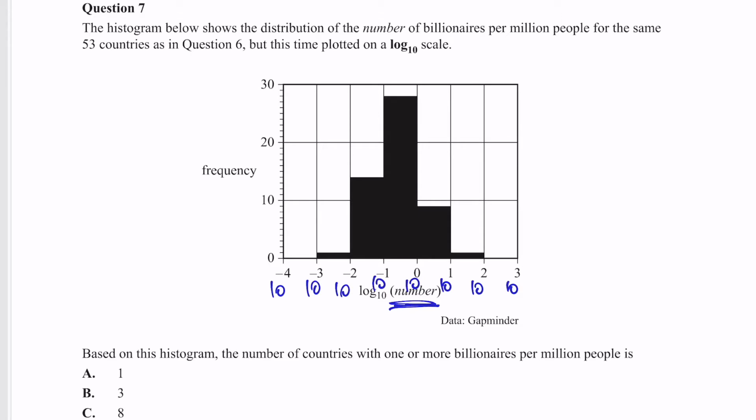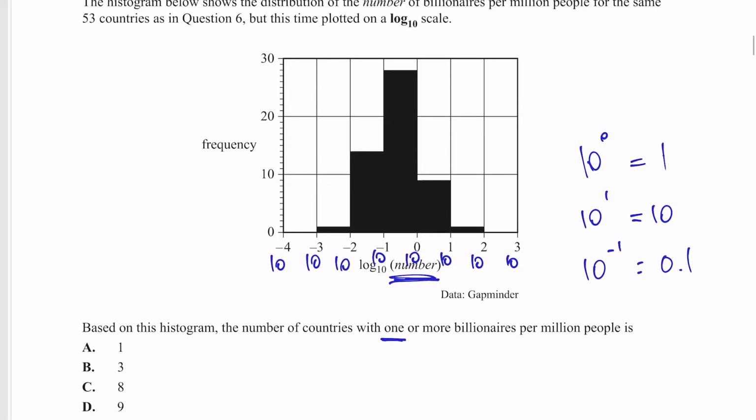So, based on this histogram, the number of countries with 1 or more billionaires per million people is... So it's asking for 1 or more. So what we know is 10 to the power of 0 is equal to 1. And 10 to the power of 1 is equal to 10. 10 to the power of -1 is equal to 0.1. So if you don't know that, you can do that on your CAS. It's pretty straightforward, but you should know that 10 to the power of 0 is just equal to 1. A million to the power of 0 is equal to 1. So keep that in mind.